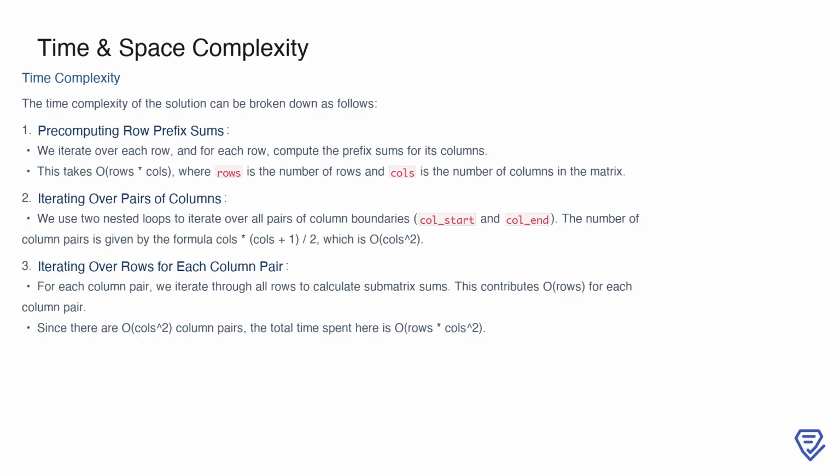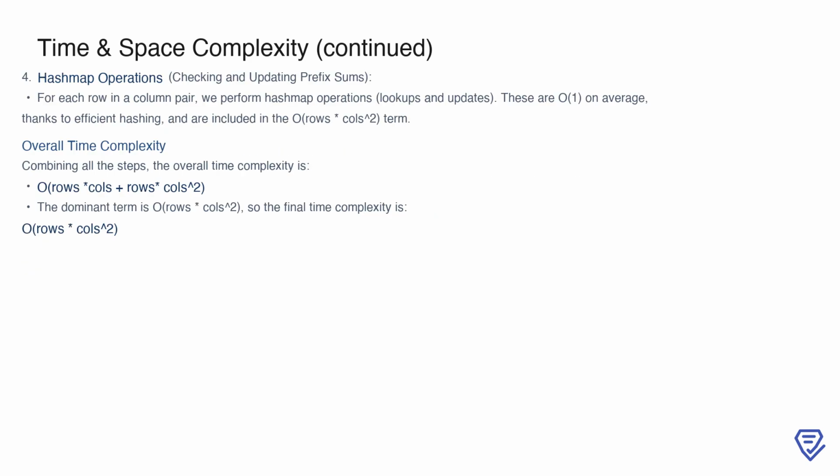Finally, for each column pair, we calculate the sums of submatrices that span these columns. This involves iterating over all rows for each column pair, which takes rows. When you combine this with the cols^2 column pairs, this step contributes rows * cols^2 to the overall time complexity. Now let's consider the hash map operations during the computation.